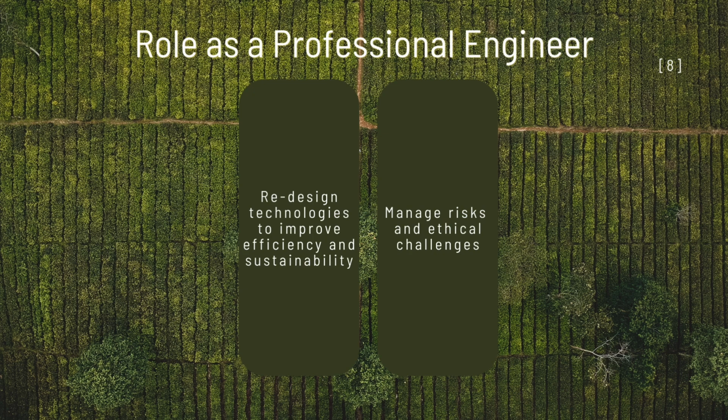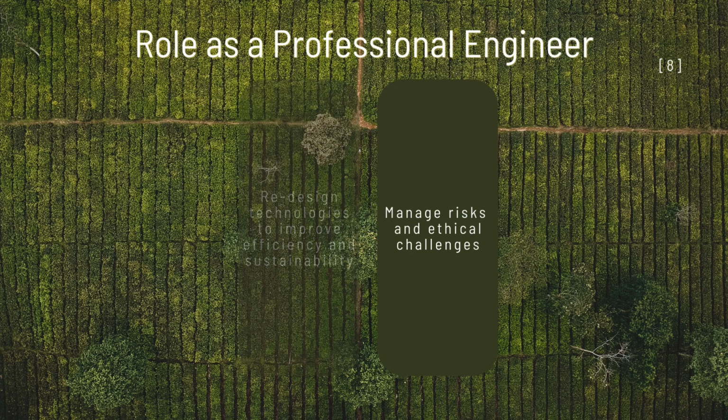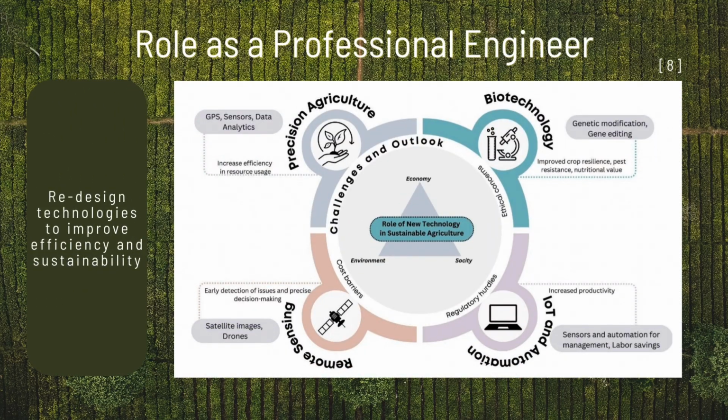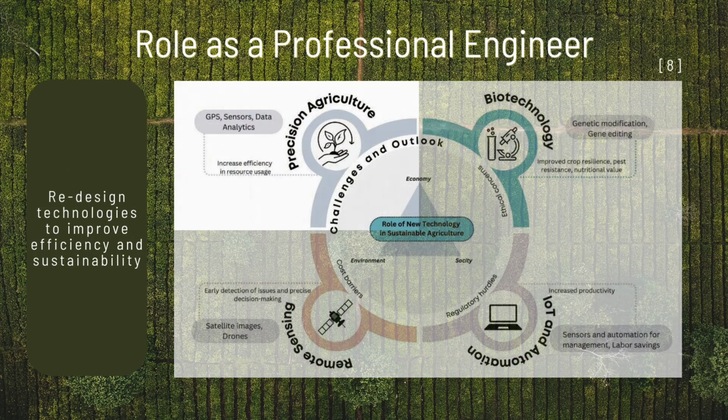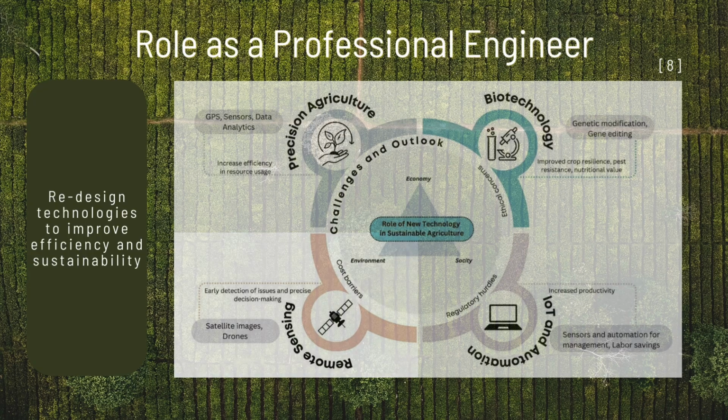Now, what are the roles of engineers? Engineers must redesign technologies to improve efficiency and sustainability. The types of technologies can be illustrated through this simplified diagram. First, we have precision agriculture systems mentioned in the previous slides. Second, remote sensing technologies like satellite imaging systems that can help detect issues and diseases early on.